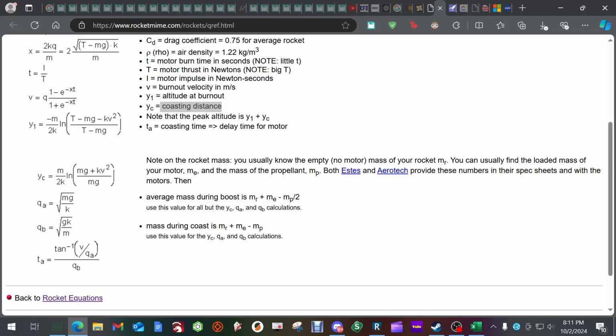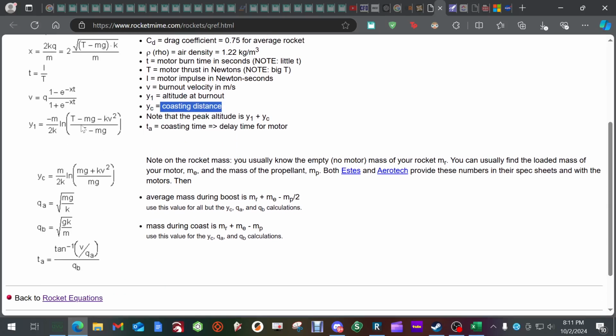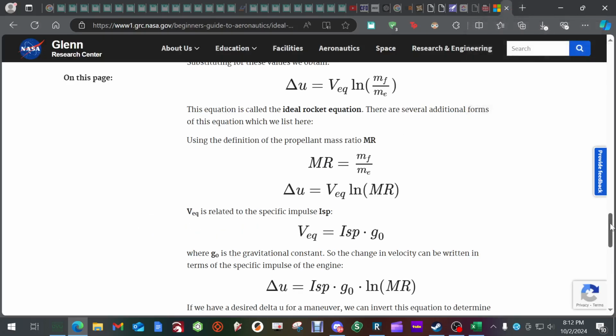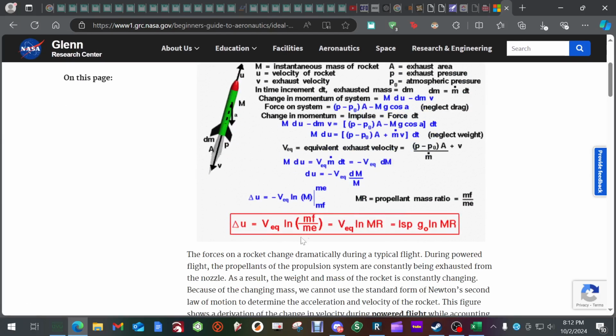Then we want to deal with Y1, which is our altitude at burnout, and then our coasting distance. And notice that each one of these deals with the natural log. Now, why would it have a natural log when we're used to seeing trajectory equations as quadratics? Well, that's because the mass is changing as it goes higher. The mass is lessening. So if you go to your favorite search engine and type in ideal rocket equation, go to the first hit through the NASA Glenn Research Center and take a peek at this right here.